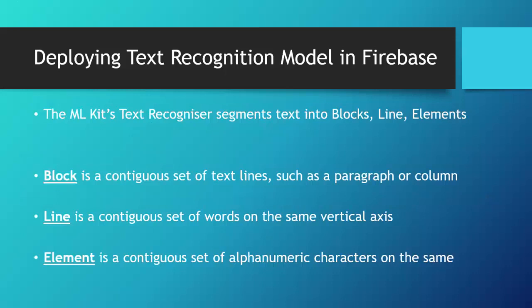Now, the ML Kit text recognizer segments the text into three different types. One is block, second is line, third is element. Block is a continuous set of text lines such as paragraphs or columns, whereas line is a continuous set of words on the same vertical axis, which means here we consider a horizontal axis. And element is a continuous set of alphanumeric characters on the same line.